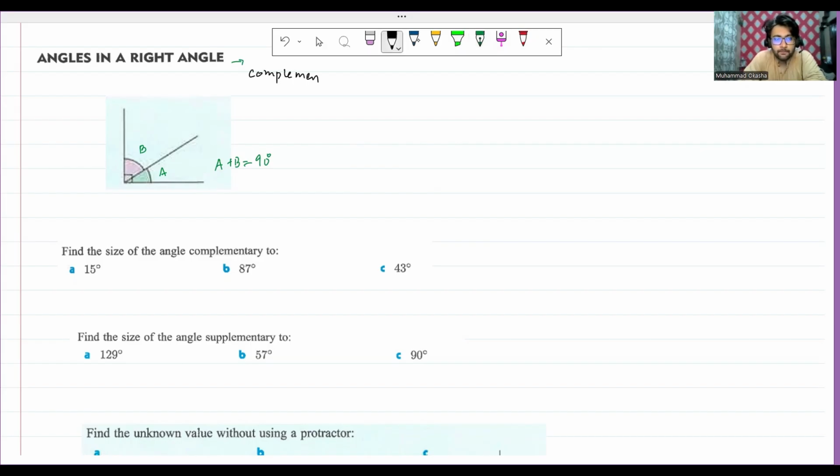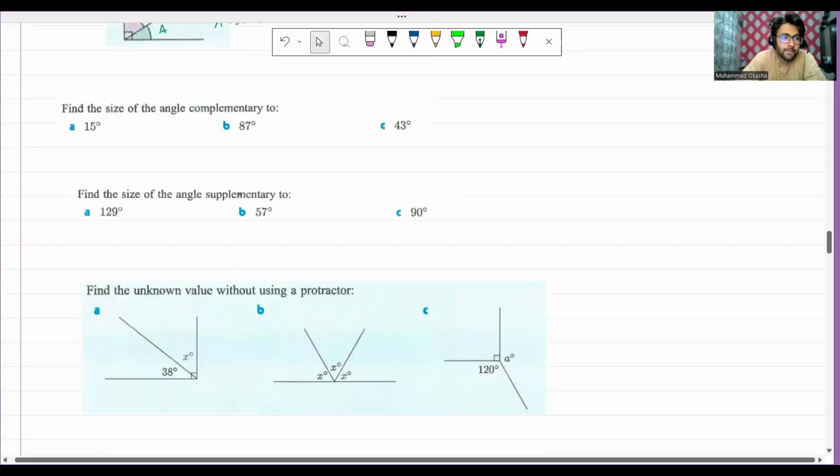Complementary angles, and roughly speaking, angles that add up to 90 degrees. Those are complementary angles, right? Find a size of the angle that is complementary to 15 degrees.